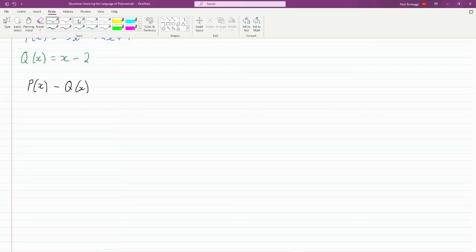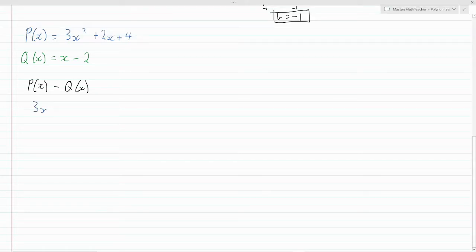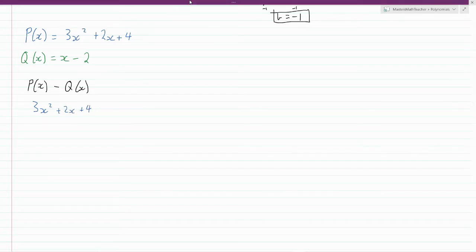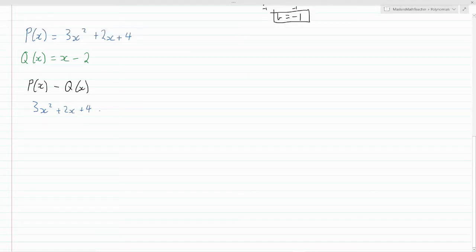All we have to do here is write it out. So 3x squared plus 2x plus 4, and we're going to minus all of q of x. So when we do that, I'll write in black now that we've got our answer. We're going to go with 3x squared plus 2x plus 4 minus x plus 2. Notice I'm expanding that negative in. So we're going to minus x, then plus 2, because negative, negative equals positive.